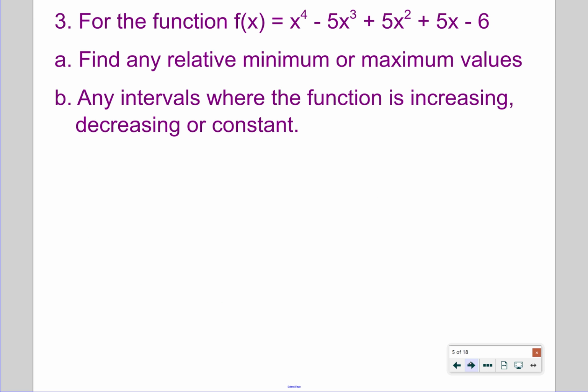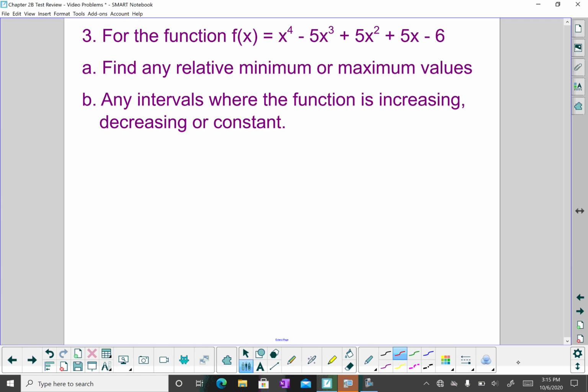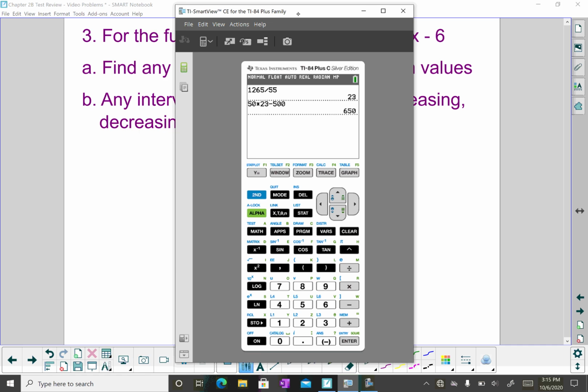Question number 3, for the following function, we want to find any min or max values, and then we want to find where the function is increasing, decreasing, or constant. For this, you're going to need a graphing calculator. So I'm going to bring my graphing calculator up here.